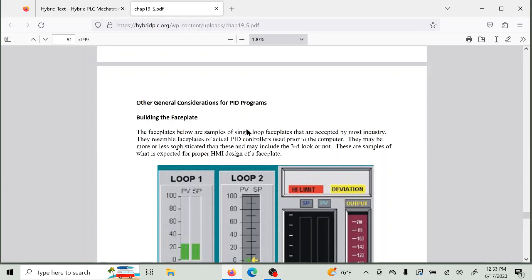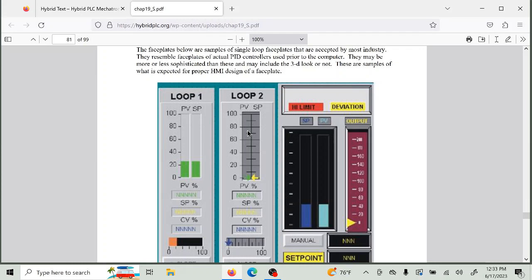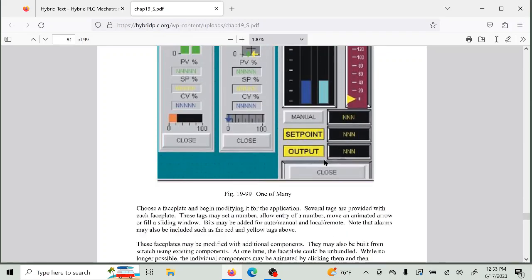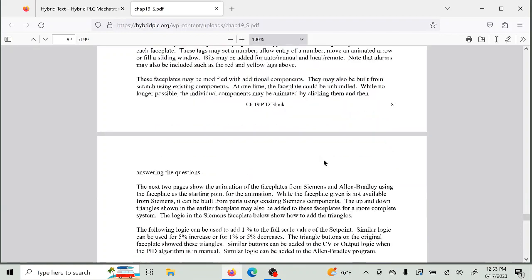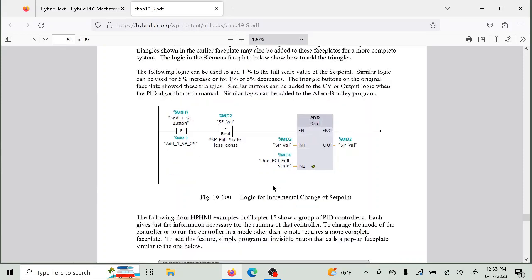Okay, now, building of the faceplate. I showed you some faceplates earlier. Here are some faceplates again. These are the exact ones that I showed you earlier. This is a more sophisticated one, but basically the same thing. A little bit more sophistication in it, but it still doesn't have the triangles that go up and down 5% or 1%. Something you probably should consider. It's a little bit fancier. You decide how you want to do it. This is the one that adds the 1 or the 5% to the set point or to the output variable.